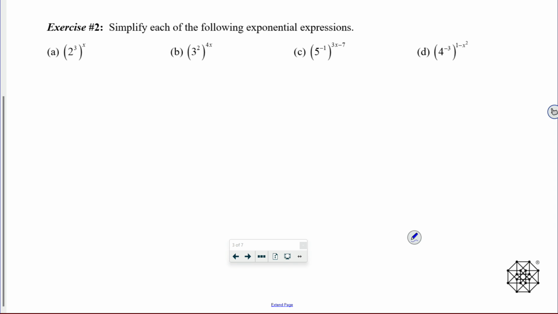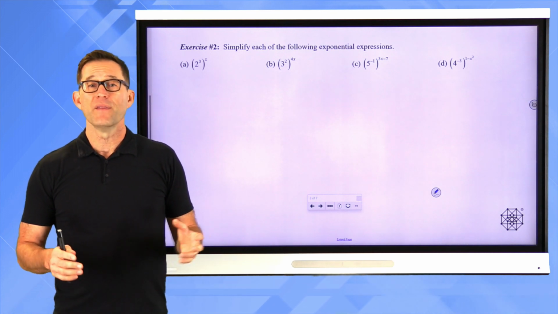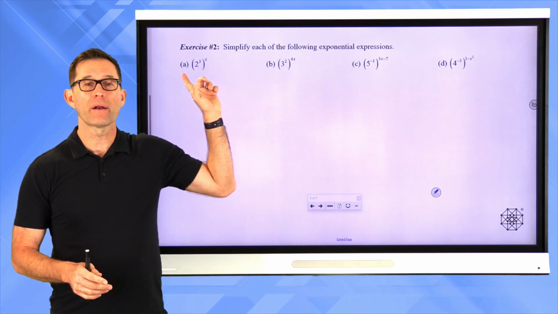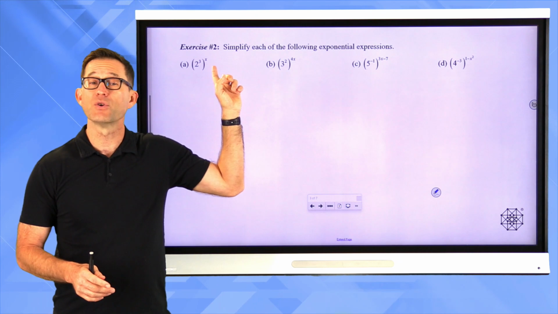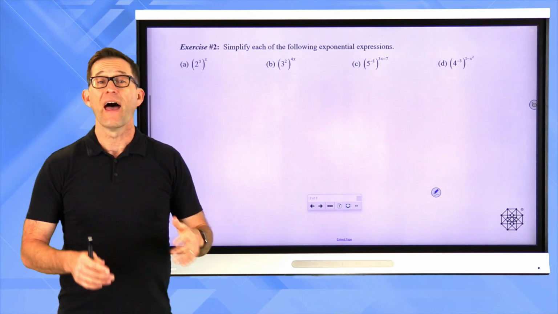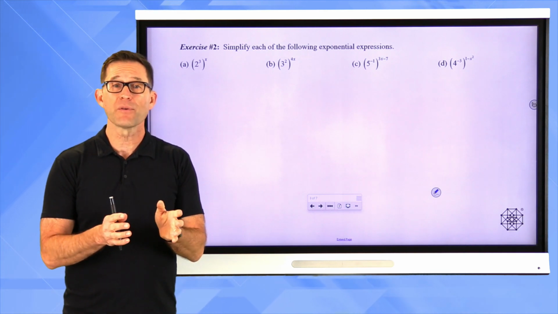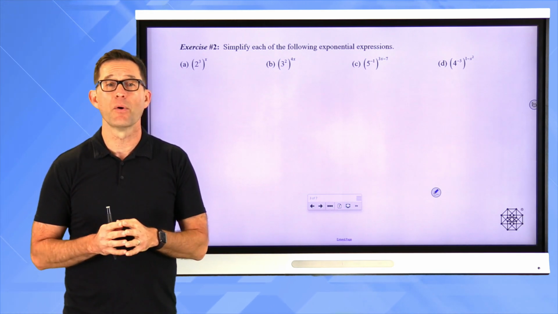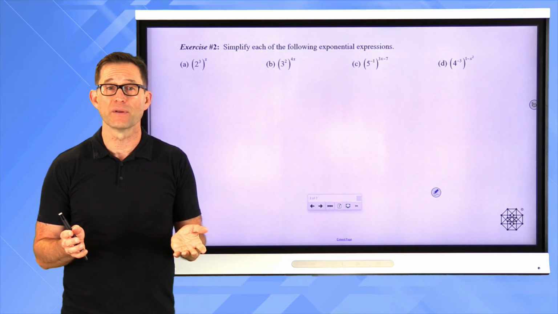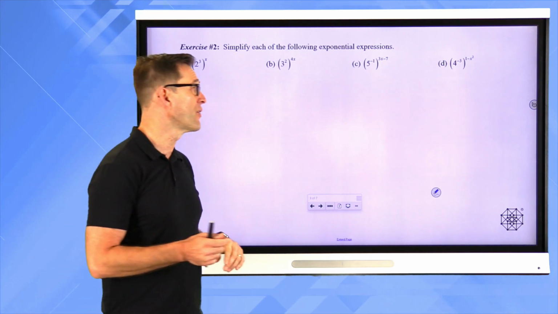Simplify each of the following exponential expressions. All right. Now, in each one of these cases, we have a quantity raised to an exponent raised to another exponent. And that's where the product property of exponents comes in. Whenever we have something raised to an exponent raised to another exponent, we multiply those two exponents. Let's take a look at letter A together.